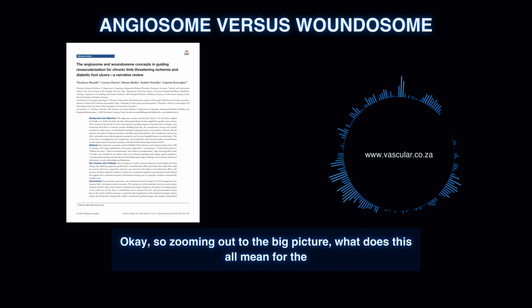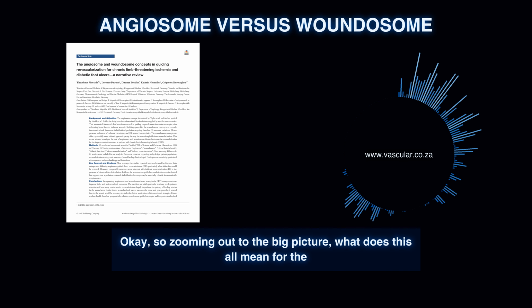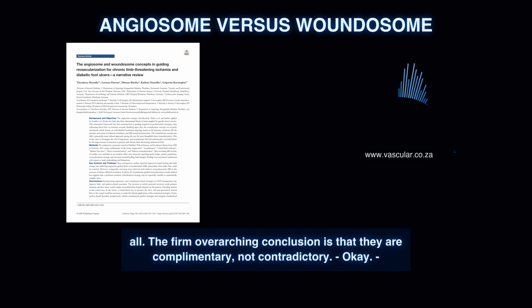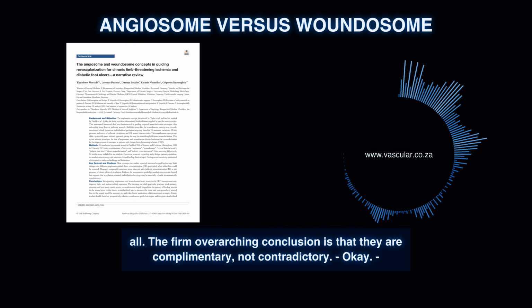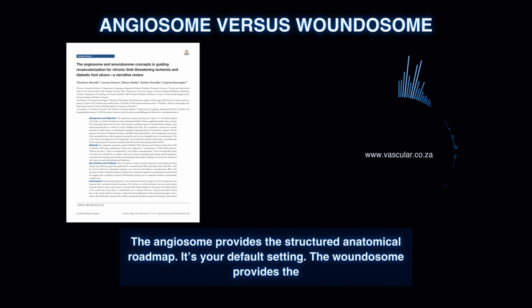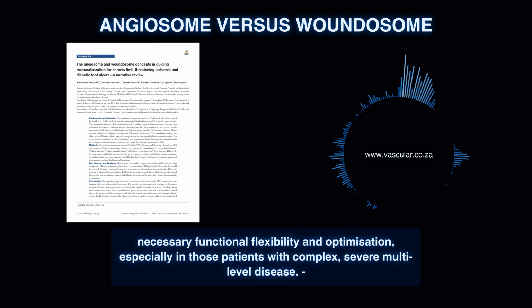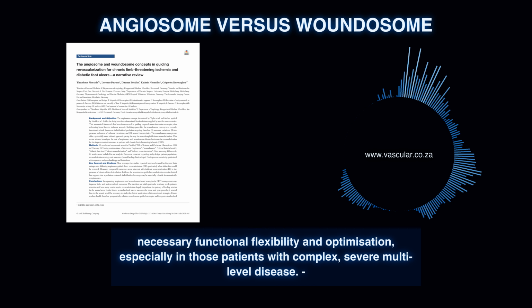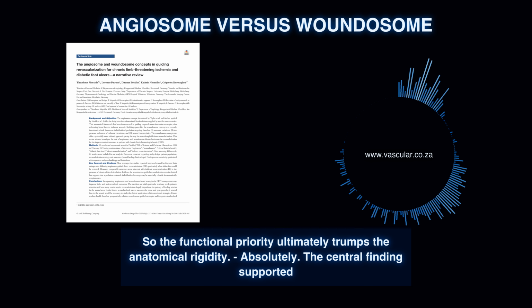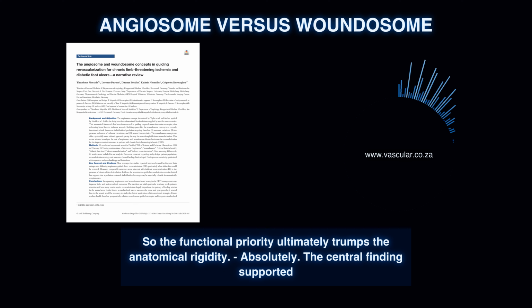Okay, so zooming out to the big picture, what does this all mean for the clinician today? Are the angiosome and woundosome concepts fighting for dominance? No, not at all. The firm overarching conclusion is that they are complementary, not contradictory. The angiosome provides the structured anatomical roadmap. It's your default setting. The woundosome provides the necessary functional flexibility and optimization, especially in those patients with complex, severe, multi-level disease. So the functional priority ultimately trumps the anatomical rigidity.